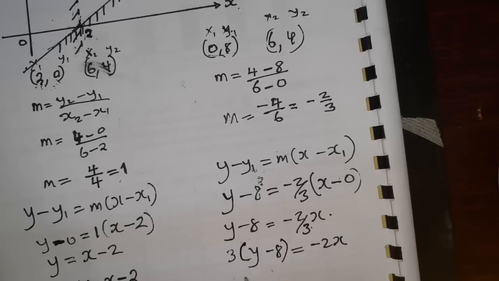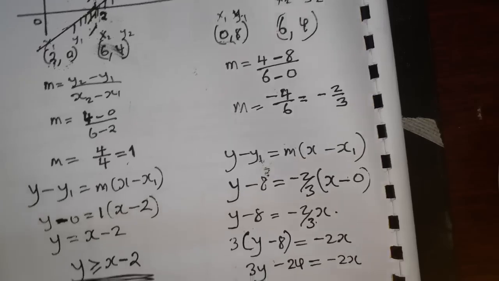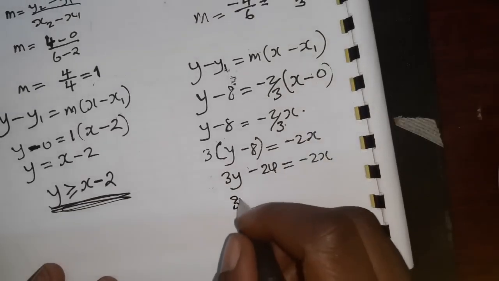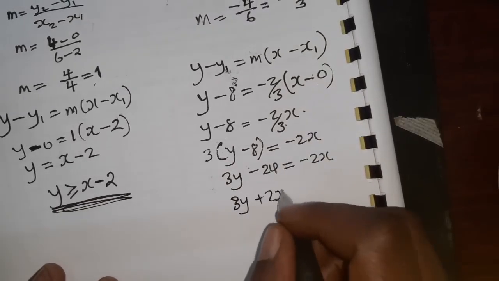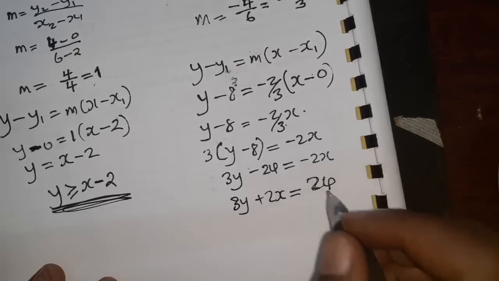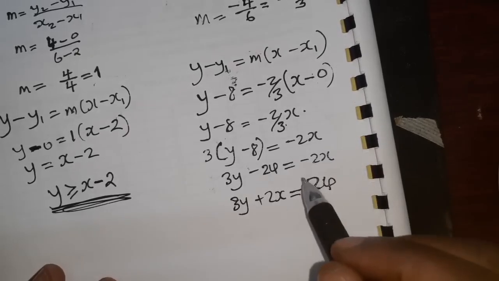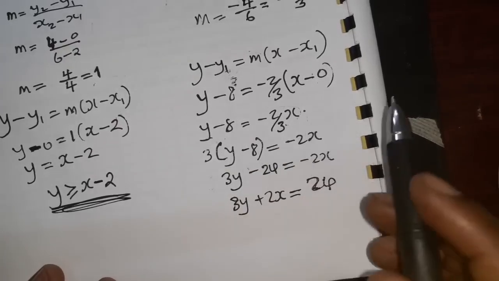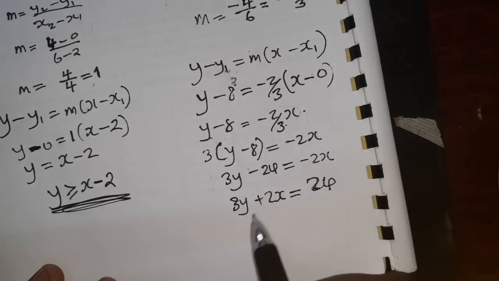So you can now say 3y minus 24 is equals to negative 2x. And from this point now you can say 3y plus 2x is equals to 24. This is the equation. But like I said, even at this point it will still be the same thing if you brought this one the other side. We're just trying to standardize it or write it in a format that we are familiar with.